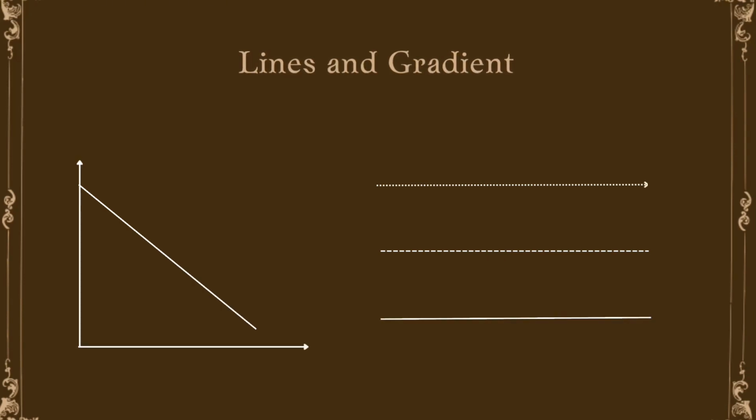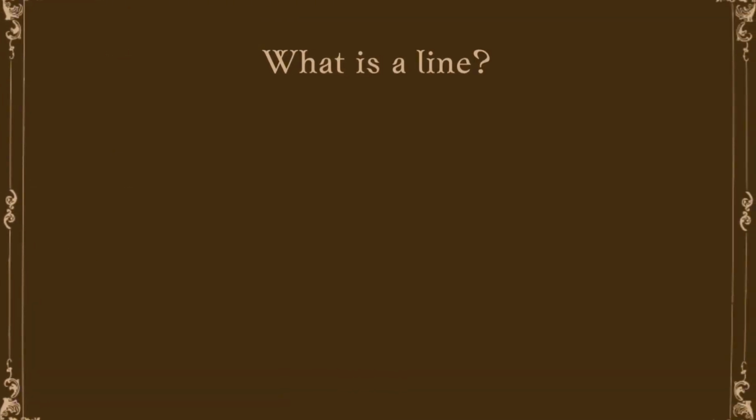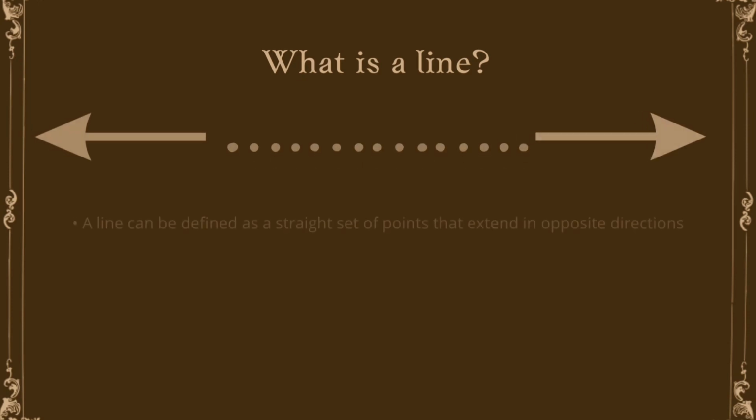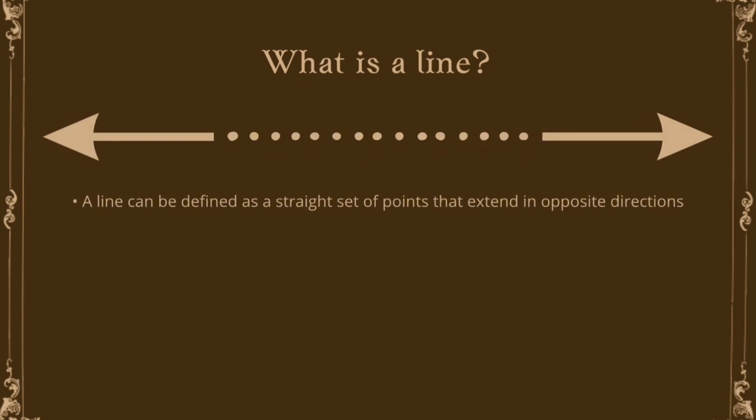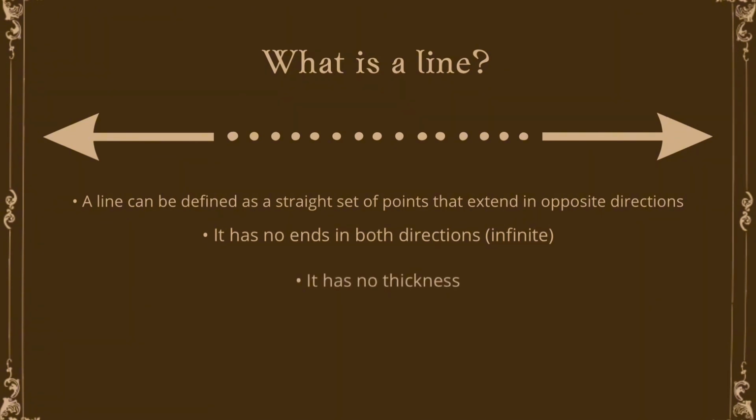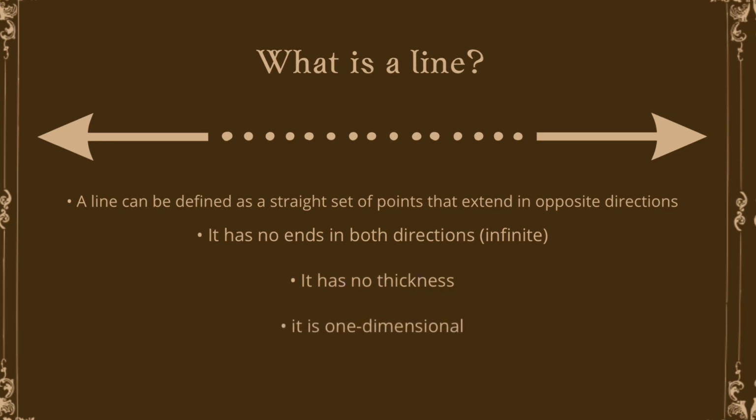Now I will tell you about lines and explain how to find the gradient. So, what is a line? A line can be defined as a straight set of points that extend in opposite directions. It has no end in both directions, or is infinite. It has no thickness, and it is one-dimensional.